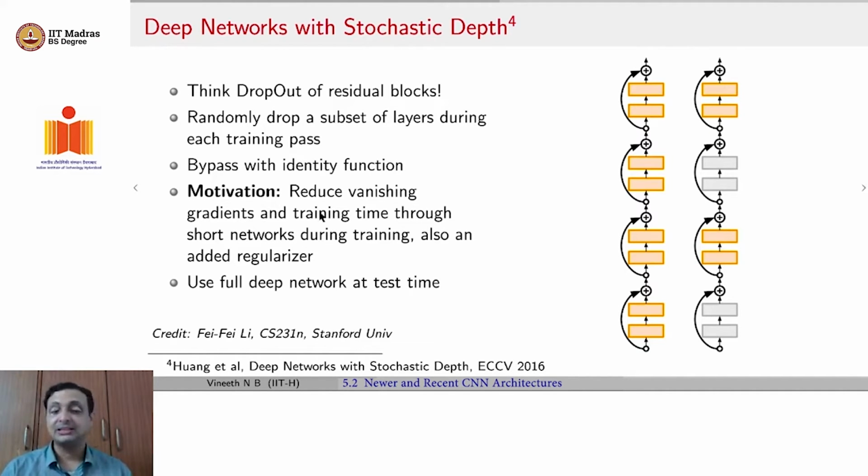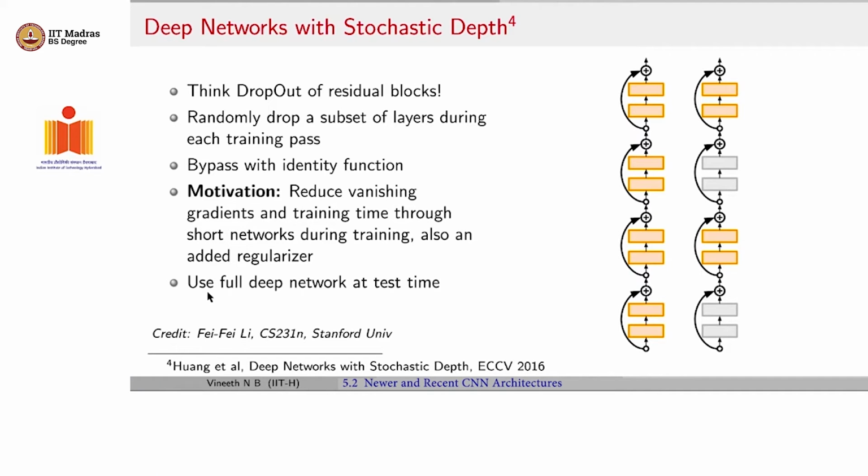So the motivation is this reduces vanishing gradients further, and it can also reduce training time because the forward propagation is perhaps shorter now, and it can also act as an added regularizer. Some more noise, just like how dropout serves as a regularizer. And at test time, very similar to dropout again, you use the full network as it is, very similar to how it's done in dropout.